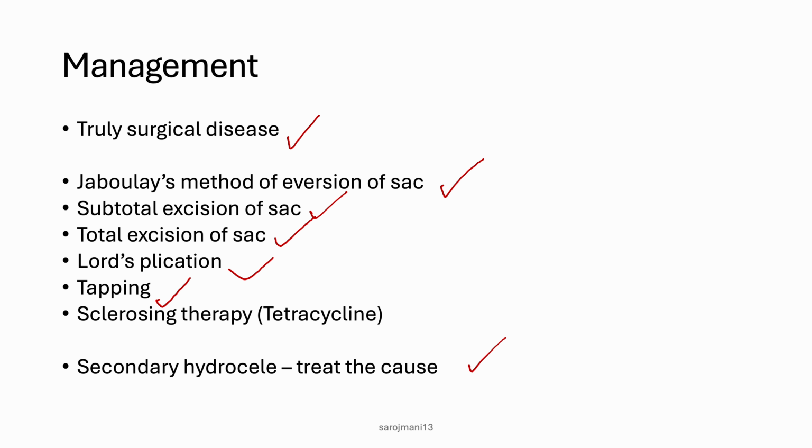And for the secondary hydrocele, we have to treat the cause. What is the cause of the hydrocele? That might be epididymo-orchitis, tuberculosis, or filariasis. If we treat the main cause, then the hydrocele gets treated. So in the case of secondary hydrocele, the cause is treated. In the case of primary hydrocele, it is truly a surgical disease, so we have to perform surgery. Thank you.